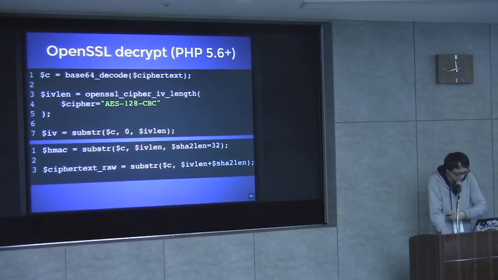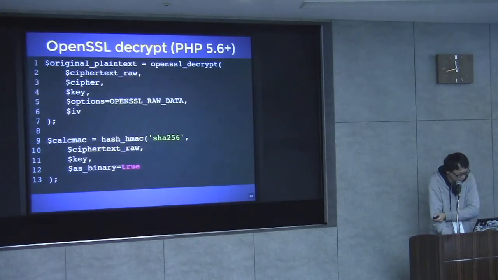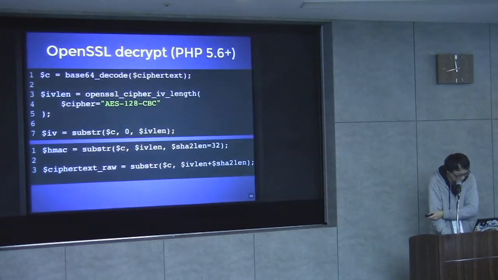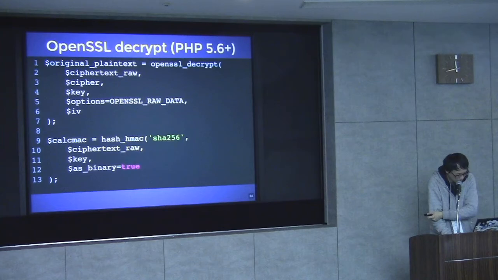And the initialized vector length and the hash message authentication code value are constant length. So it's fine to use the substring to get the initialized vector and the hash message authentication code. And here is the OpenSSL decrypt. Then the client gets the ciphertext raw, and he can use the hash decrypt to get the original plain text.